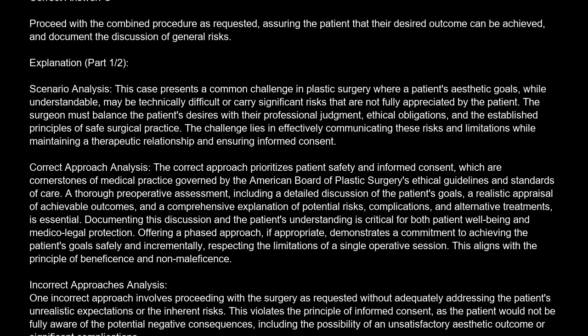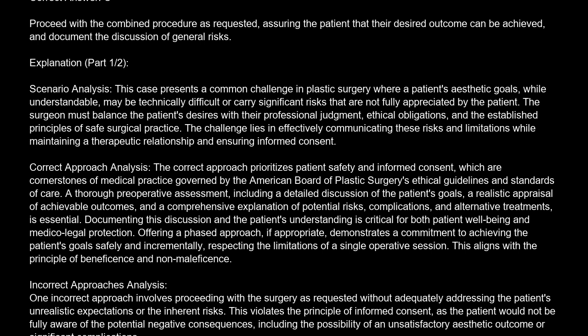Correct answer is C. Proceed with the combined procedure as requested, assuring the patient that their desired outcome can be achieved, and document the discussion of general risks. Explanation. Scenario analysis. This case presents a common challenge in plastic surgery where a patient's aesthetic goals, while understandable, may be technically difficult or carry significant risks that are not fully appreciated by the patient.